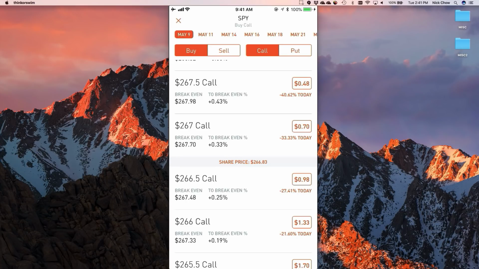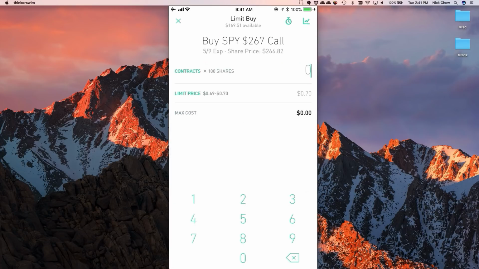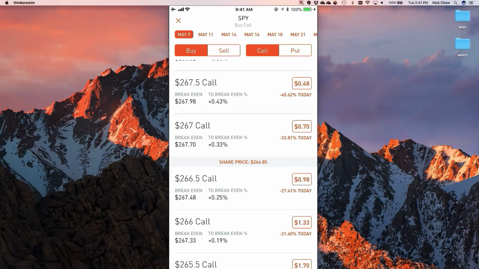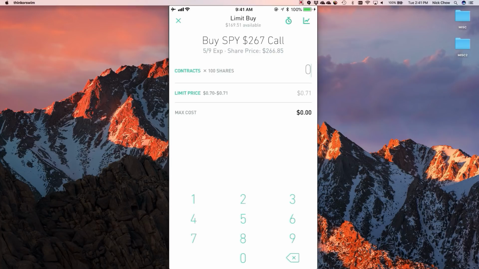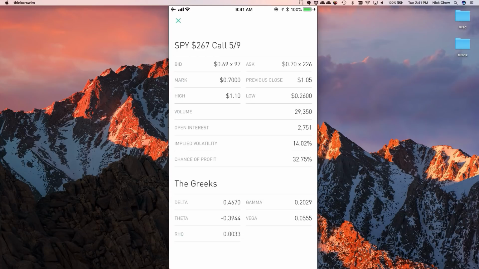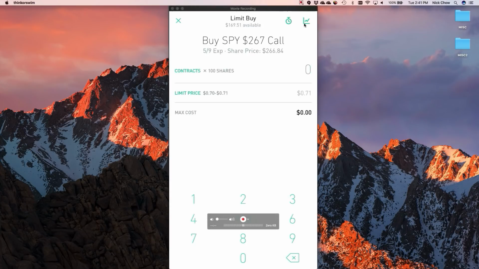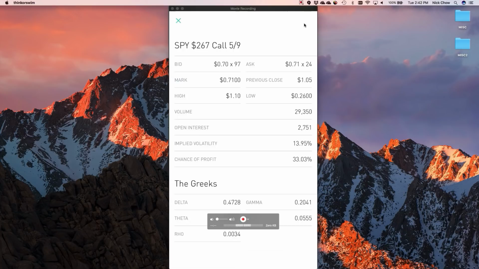The other thing is that once you click, it puts an order in right away. If I click on this 267 call, I'm going to buy the 267 call, and it brings you right to this order screen. It's nice if you know exactly what you want to do, but if you want to dive in further, you have to click on this little graph in the upper right hand corner to get some more information.